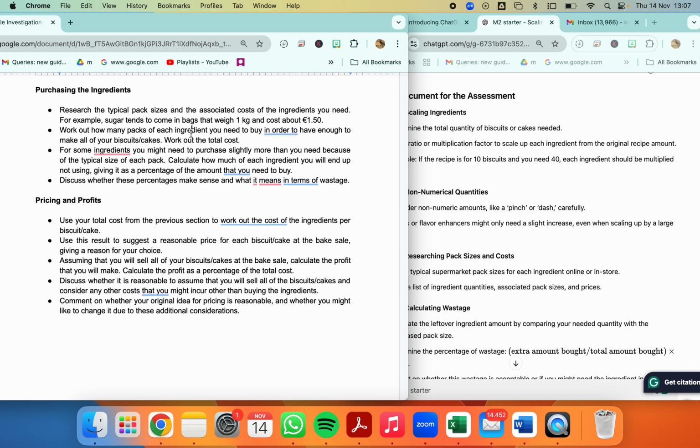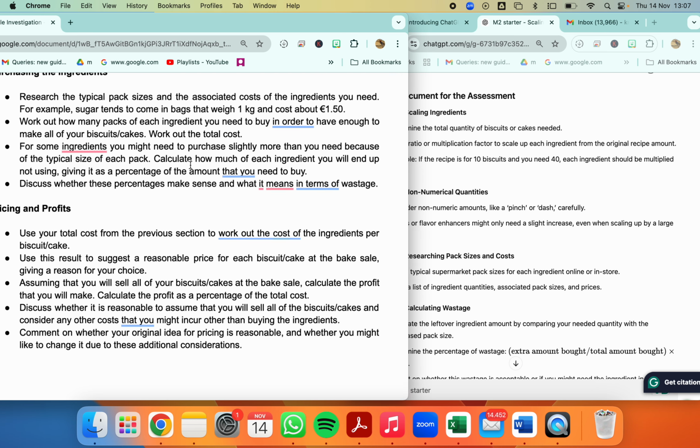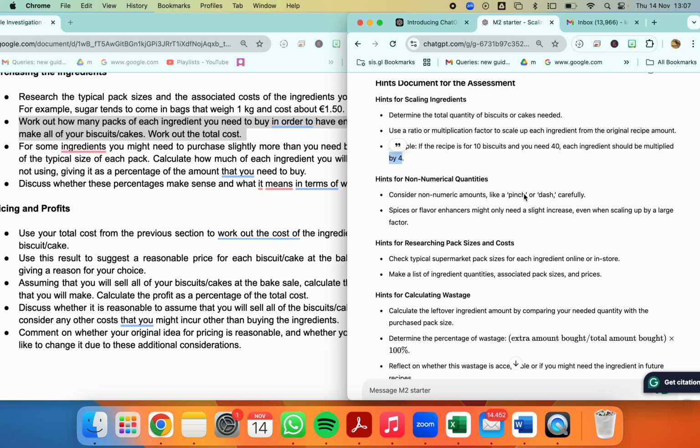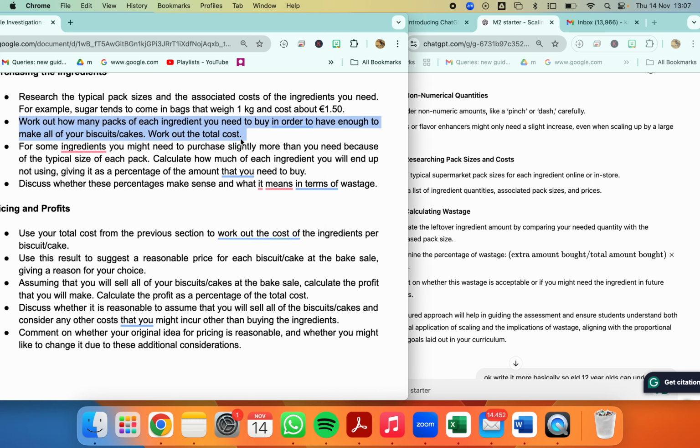So the hint for this would be to look online or at a store to check the pack sizes and prices for each ingredient to write down the cost so you can add them up later. And later you are also going to calculate perhaps the leftover ingredients. So having a look at all these points, the next point is to work out how many packs of each ingredient you need to buy in order to have enough to make all of your biscuits. So for this, we are going to have to do a division problem. You're going to work that out yourself.